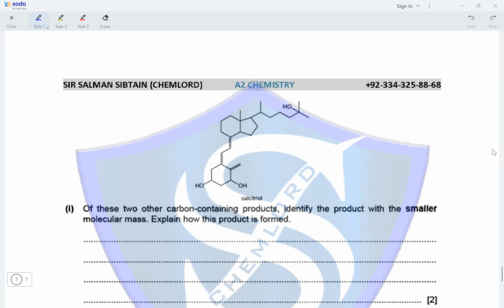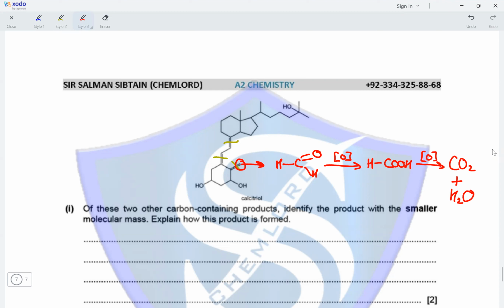So we have the bonds that are broken would be 1, 2, and 3. And when the third bond is broken, we end up with this part of the molecule being converted into HCHO, which is methanal, which will be further oxidized to methanoic acid, which is further oxidized to CO2 and H2O. And CO2 will be the one with the smaller molecular mass.